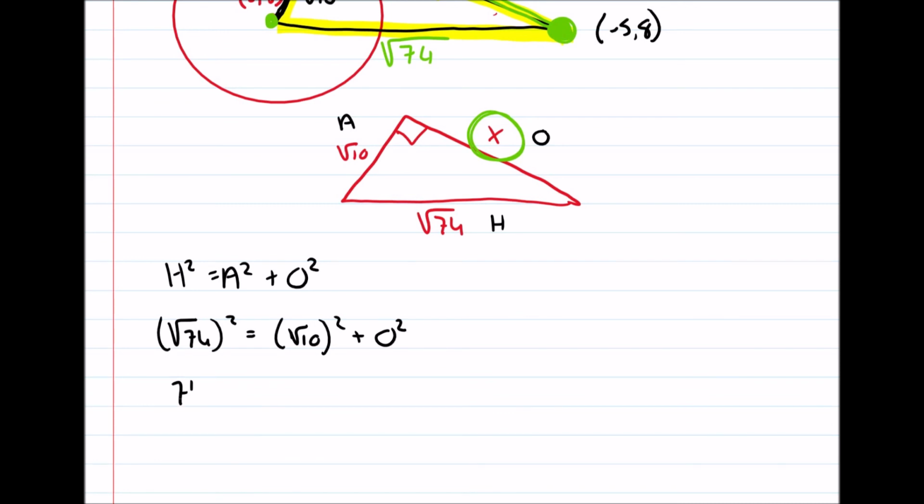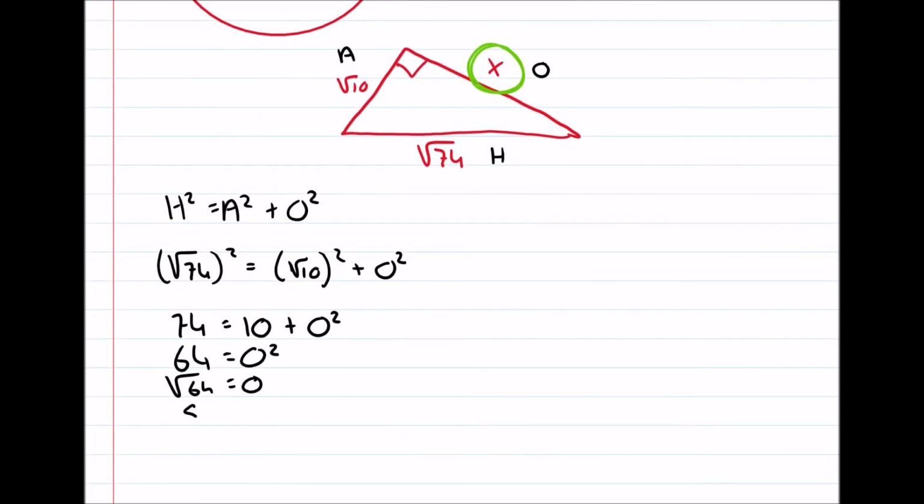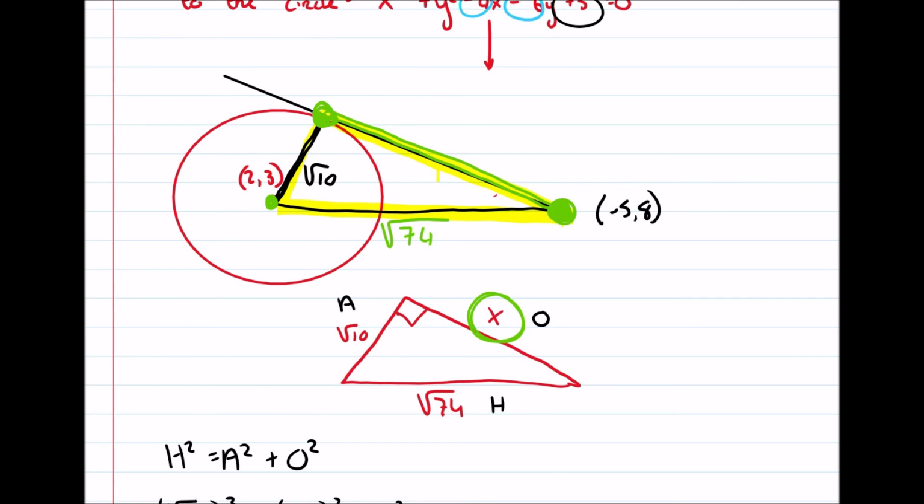Root 74 squared is 74, root 10 squared is 10 plus o squared. Take 10 from both sides, 64 equals o squared. So o is square root of 64 and square root of 64 is 8. So this here, the distance between this point and the circle is 8.